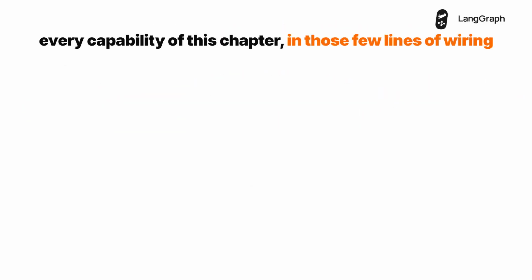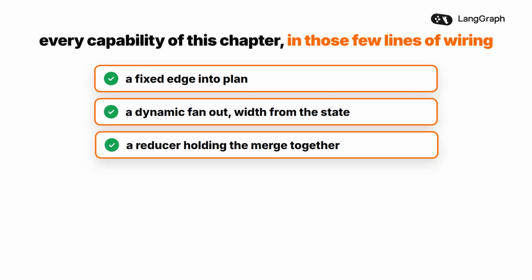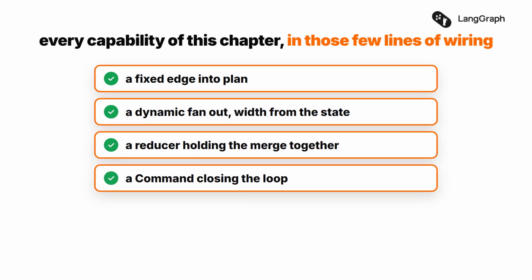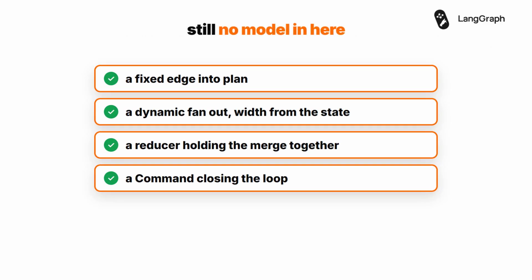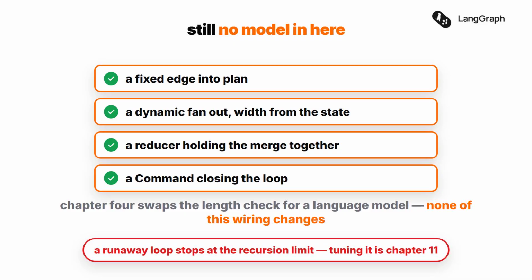Every capability from this chapter is in those few lines of wiring: a fixed edge, a dynamic fan out, a reducer holding the merge together, and a command closing the loop. There's still no model in here. The scoring is a length check. Chapter 4 swaps that for a real language model, and none of this wiring changes. A safety note before we leave it. Any loop is only as trustworthy as its exit condition, and LangGraph will halt a runaway graph at a recursion limit rather than spin forever. Tuning that properly is Chapter 11.